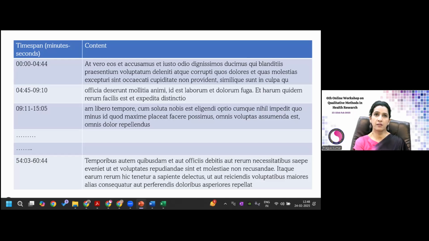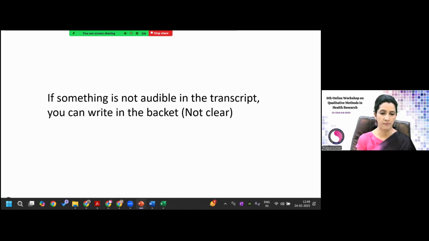0 to 5, approximately 0 to 5. It's not exact. If some sentences end at 4 minutes 40 seconds, you can end it here, and then you can start from 4:41 in the next section. So we divide it in sections because it is easy to do the quality check. And if something is not audible in the transcript, you can write in brackets [not clear].